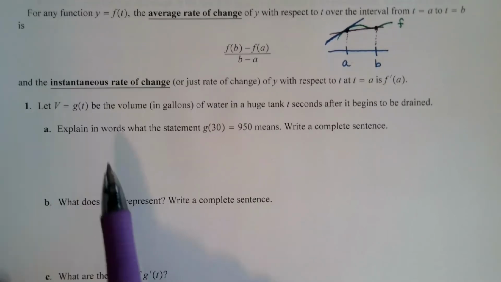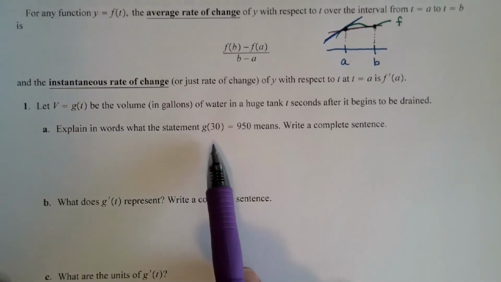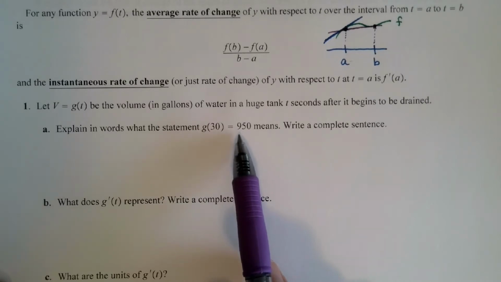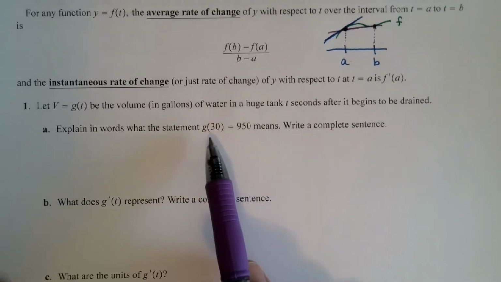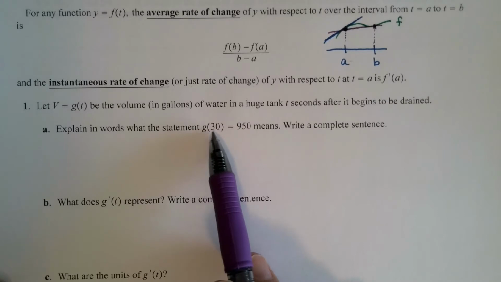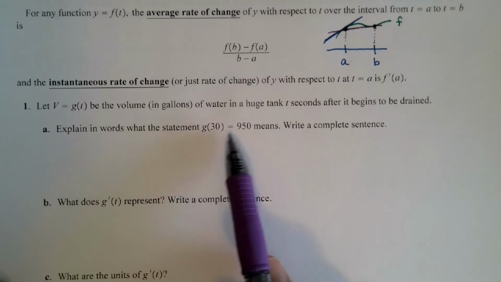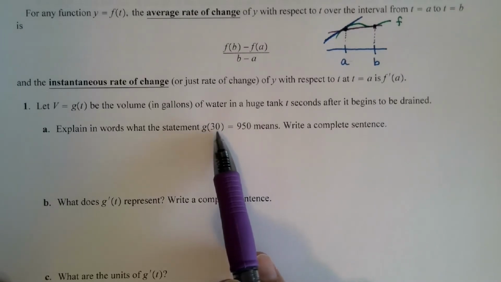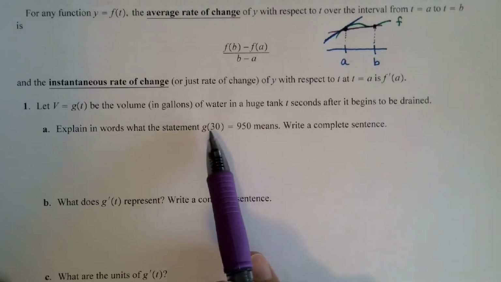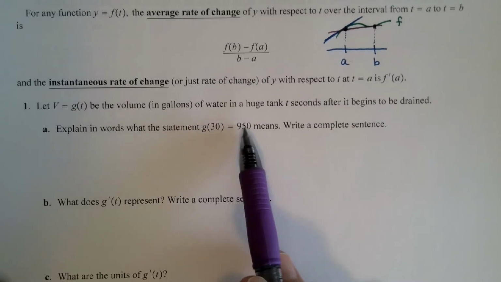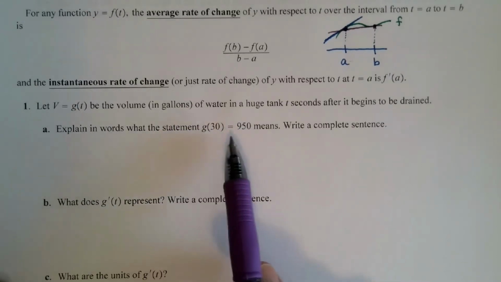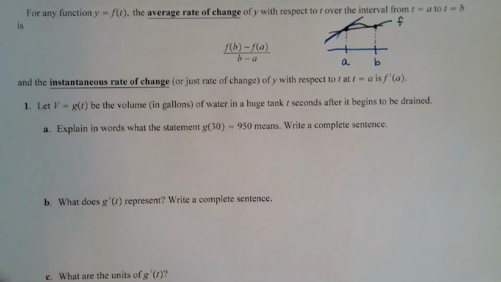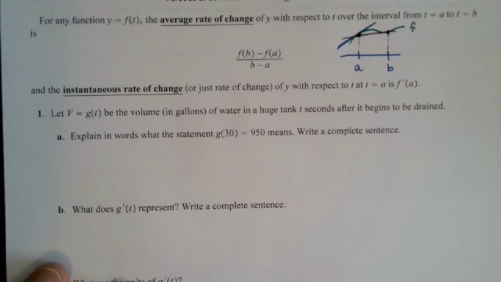Okay, so explain in words what this statement means. G of 30 equals 950. And we're going to write a complete sentence. Now what I'm not looking for is when I input 30 into the function g, the output is 950, or g of 30 is 950. Yes, that's true, but that's not what I'm asking for. When I say explain in words what this statement means, I mean in context of the actual function and what it represents. Okay, so let's see if we can do that.